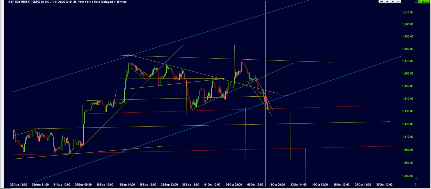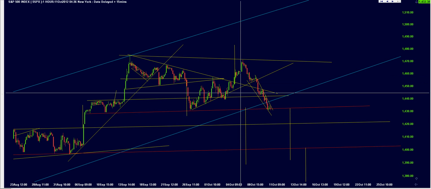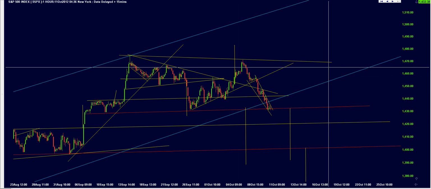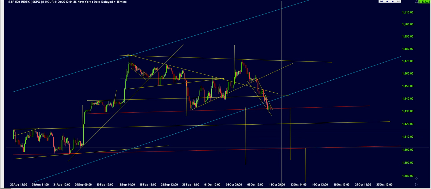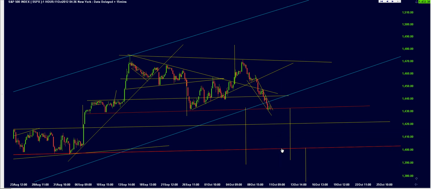So we just have to keep our eye on whether this is just going to be a double top formation or a potential triple top. If in tonight's trade this red line breaks, well, we could expect that the markets will then probably move most likely down to around that 1400 area.